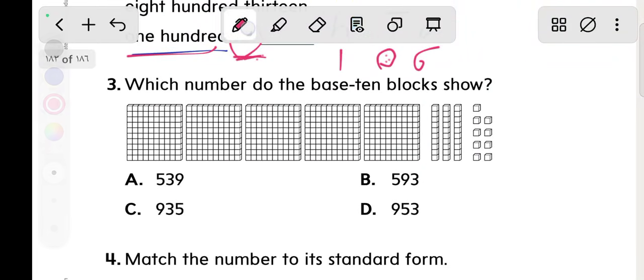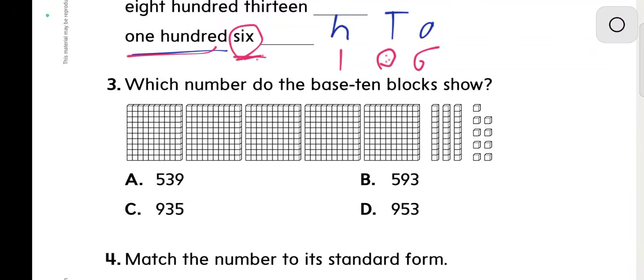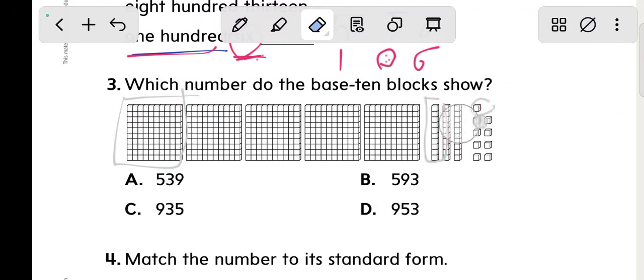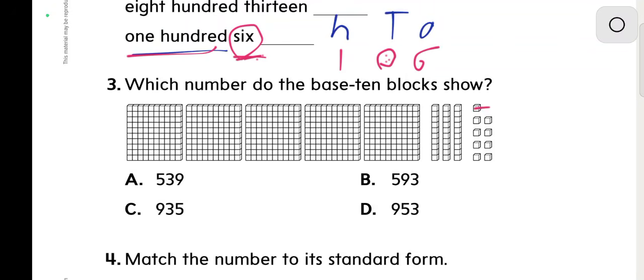Another question. Which number do the place value blocks show? Okay, so easy. You have to know this kind of cube is ones, this long stick is tens, and this block is 100. So how many ones do you have? Let's count. 1, 2, 3, 4, 5, 6, 7, 8, 9. So it's 9 ones. How many tens do we have? 1, 2, 3. So it's 3 tens. How many hundreds do we have? 1, 2, 3, 4, 5. It's 500. So the final answer is 539.